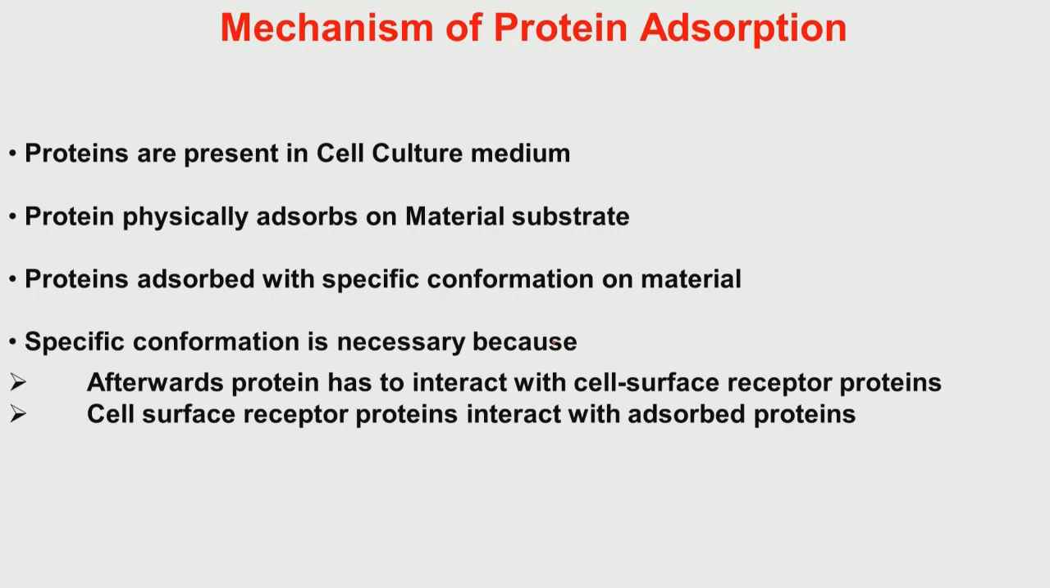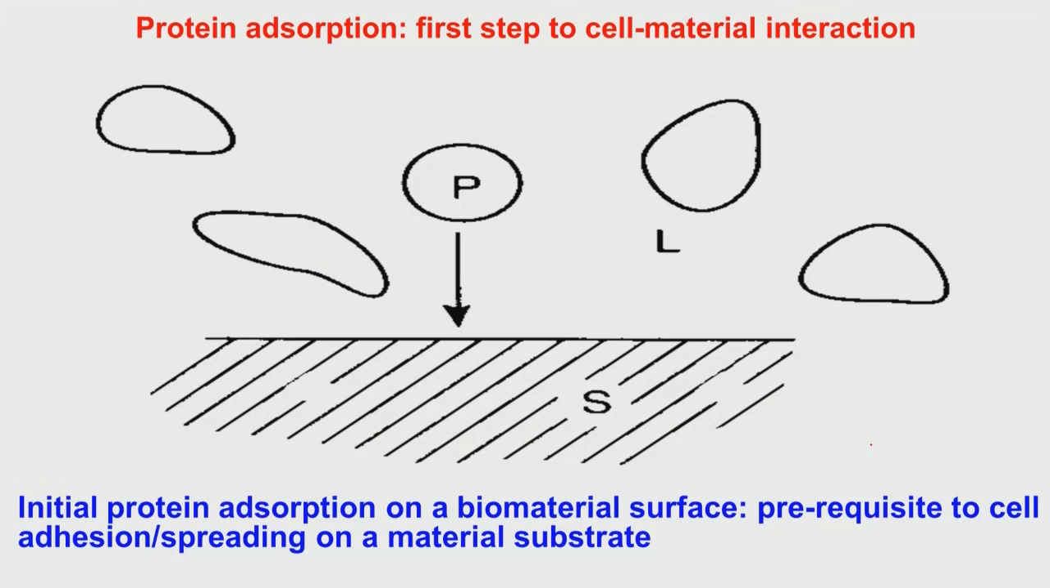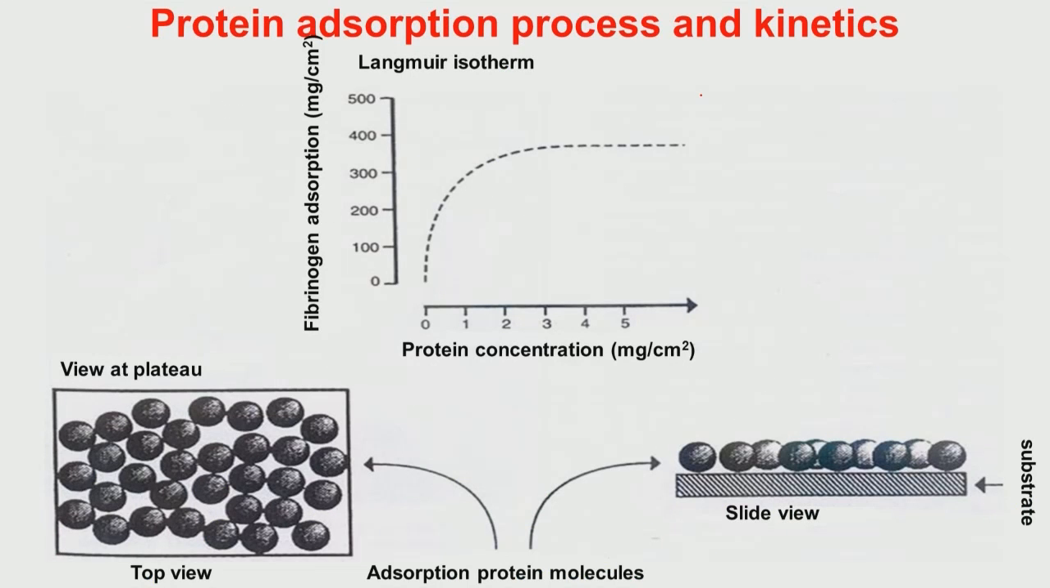Now, after proteins are adsorbed with a specific conformation on the material, that specific conformation, I have emphasized also in the last module, is necessary because afterwards the protein has to interact with the cell surface receptor proteins, and cell surface receptor proteins interact also with these adsorbed proteins. Now, as I mentioned in the last module, proteins of different types get adsorbed on the biomaterial substrate, and this protein adsorption typically follows a Langmuir kind of isotherm.